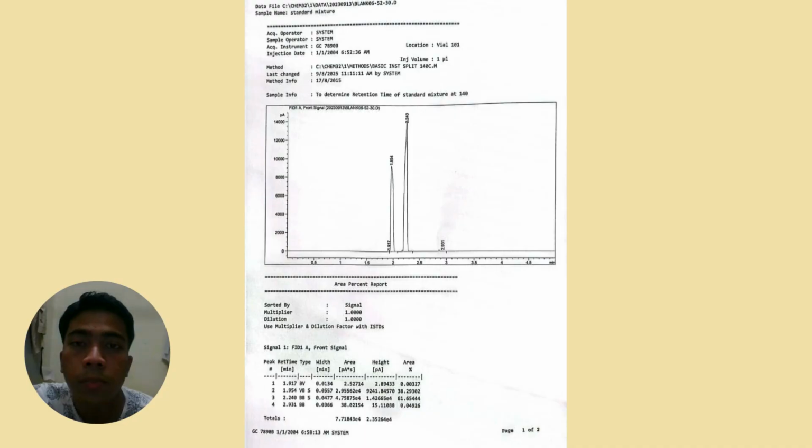And the second highest peak recorded in this sample is the second peak, where the retention time in minutes of it is 1.954, and the percentage area of it is 38.29%, and the height of it is 9,241.84.